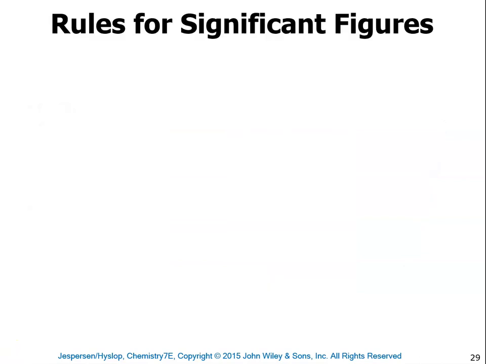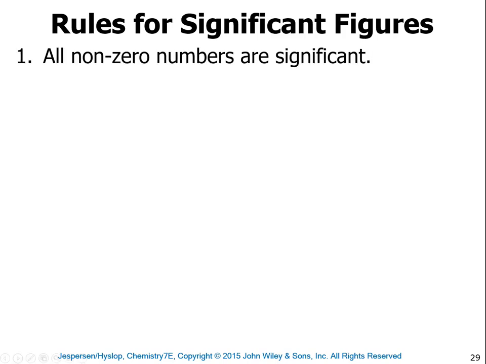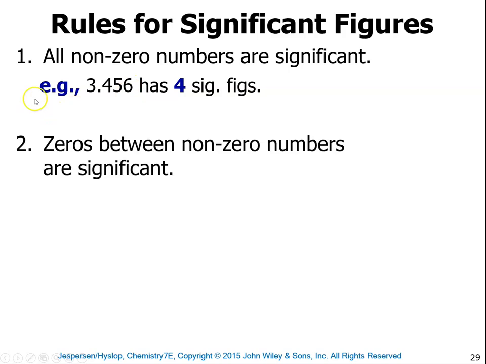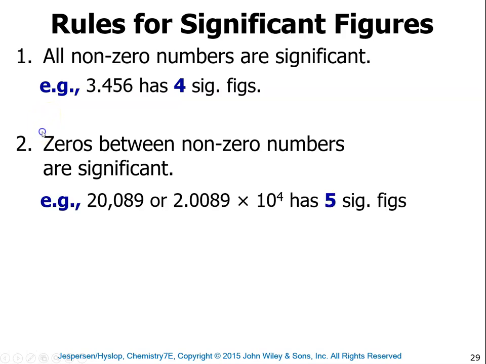So I want to talk about some of the rules for significant figures. If we're looking at how to determine if it's a significant figure or not, all non-zero numbers are significant. So anytime you have any number, in this example, 3.456, that has 1, 2, 3, 4 significant figures. So that's the easiest way, right? It gets trickier if you have zeros between non-zero numbers. So if we have 20,089, these zeros are significant.